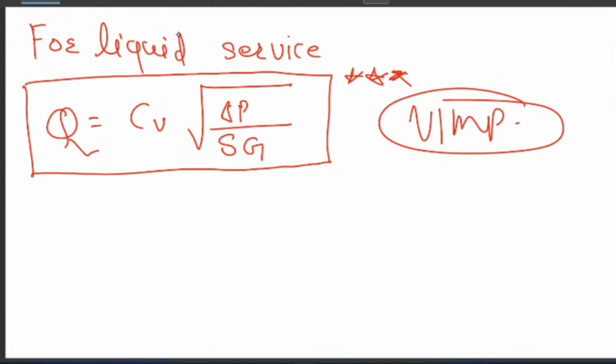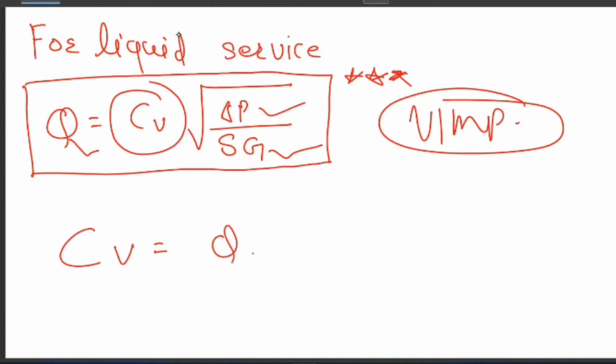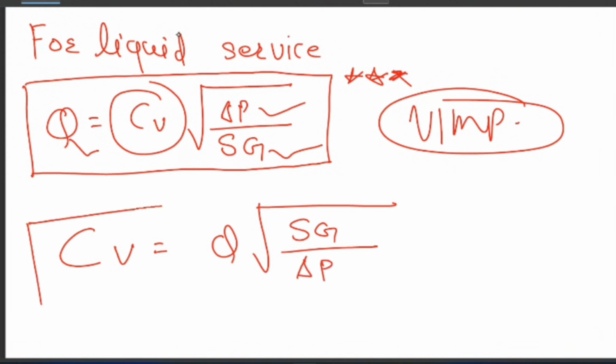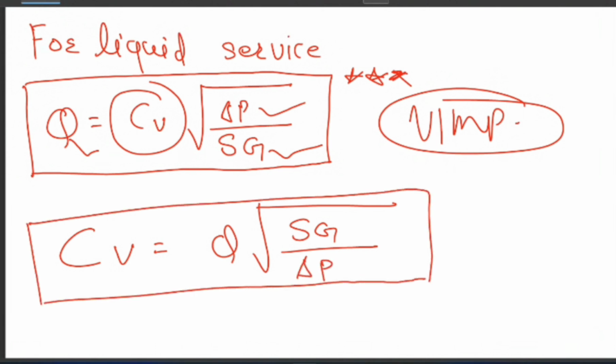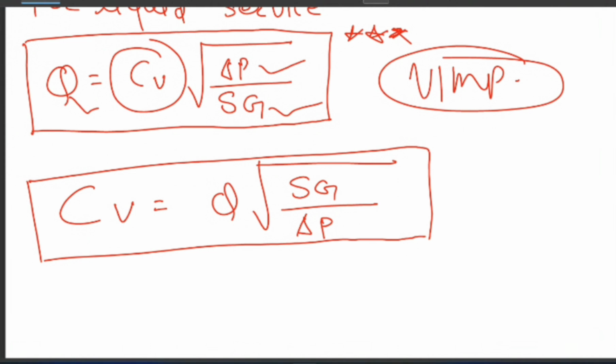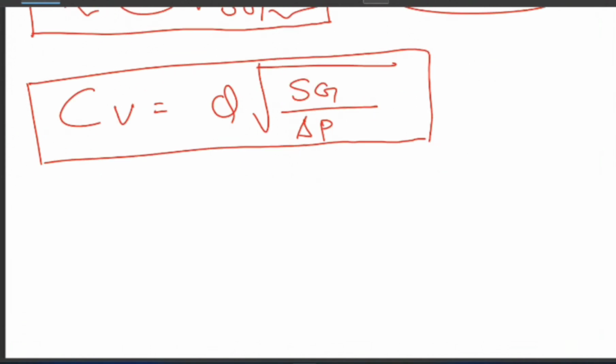So we know Q, we know delta P, we know specific gravity, but we don't know the CV. So CV is equal to Q under root of Sg divided by delta P. This is the arrangement for calculating CV. You should know this formula, the standard formula for calculating the CV value.